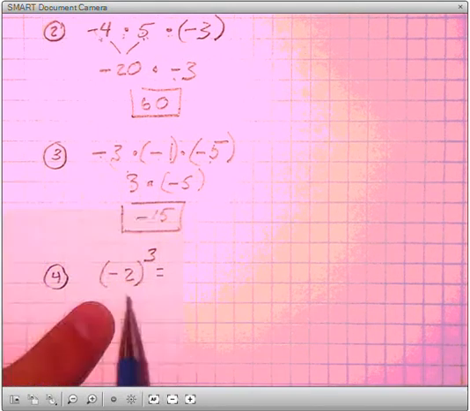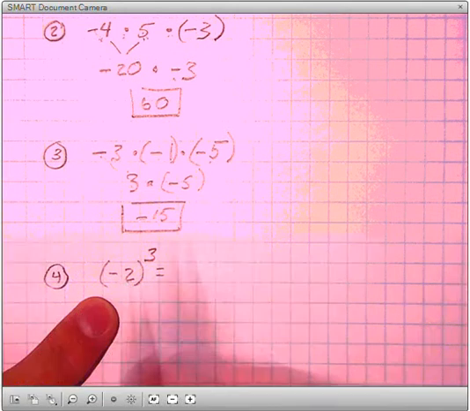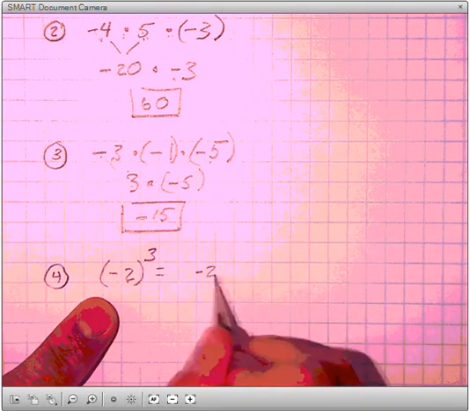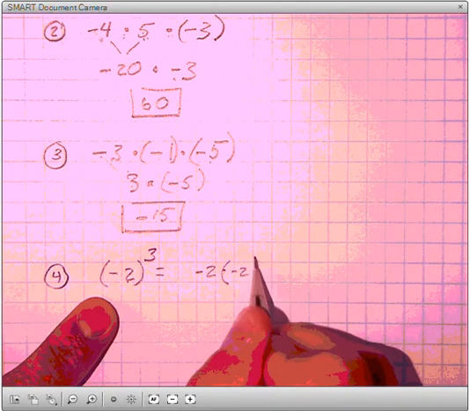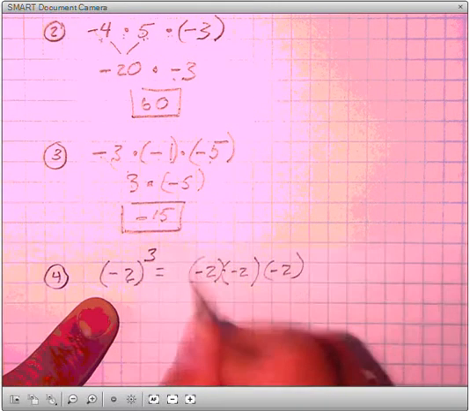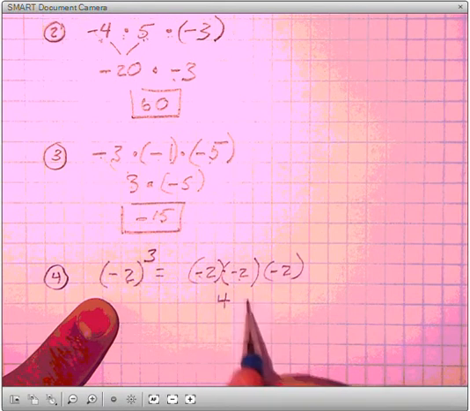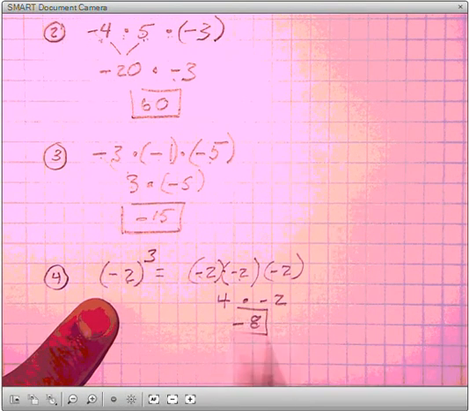Let's re-examine what this actually means. This says I'm going to take -2 and multiply it times itself that many times. So I'm going to take -2 and multiply it times -2, then multiply it times -2 again. When I do that, a negative times a negative gives me a +4, times a -2. So my answer here is -8.